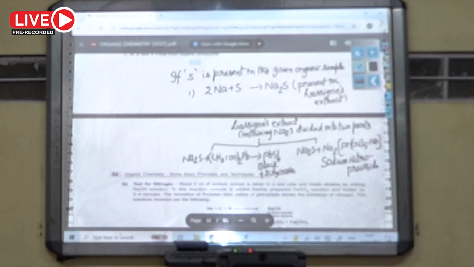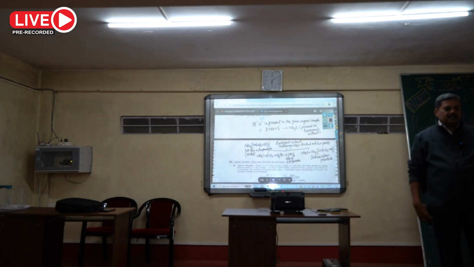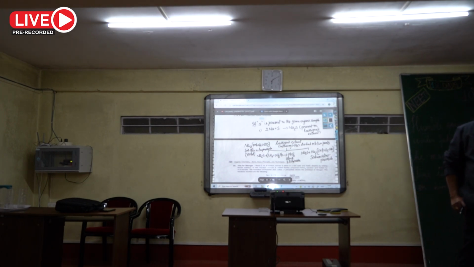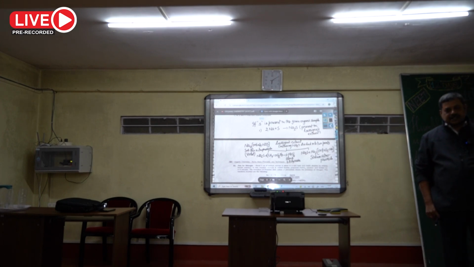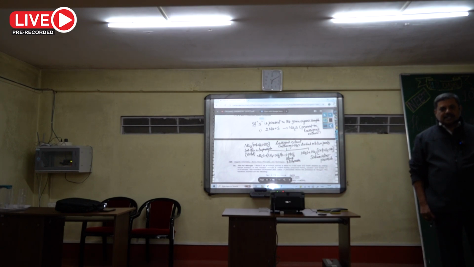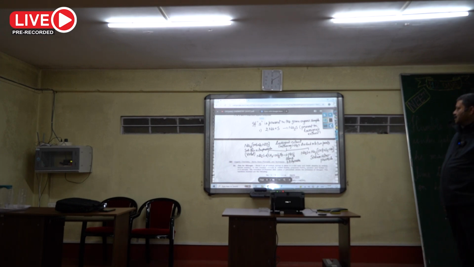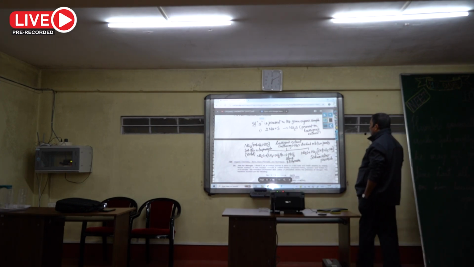So when this Lassaigne's extract is treated with sodium nitroprusside, what will you get? A violet color addition compound called sodium thionitroprusside. It is called an addition compound because Na2S and Na2[Fe(CN)5NO] are added to give Na4[Fe(CN)5NOS], where sulfur is added to the NO group. So this is the detection of sulfur.